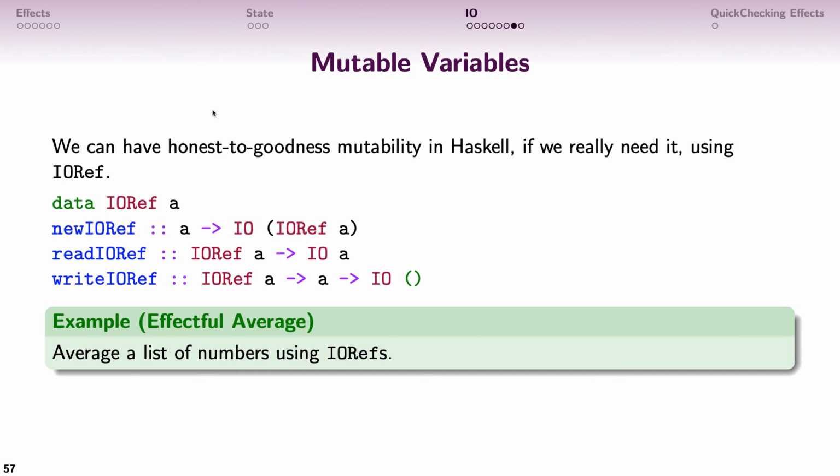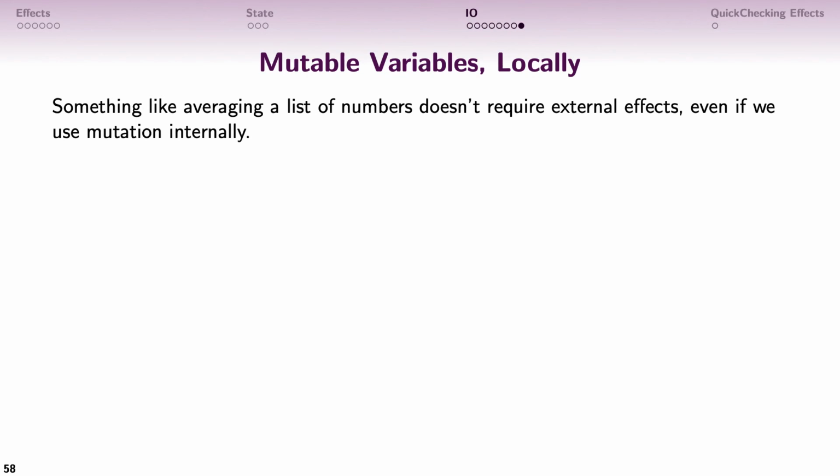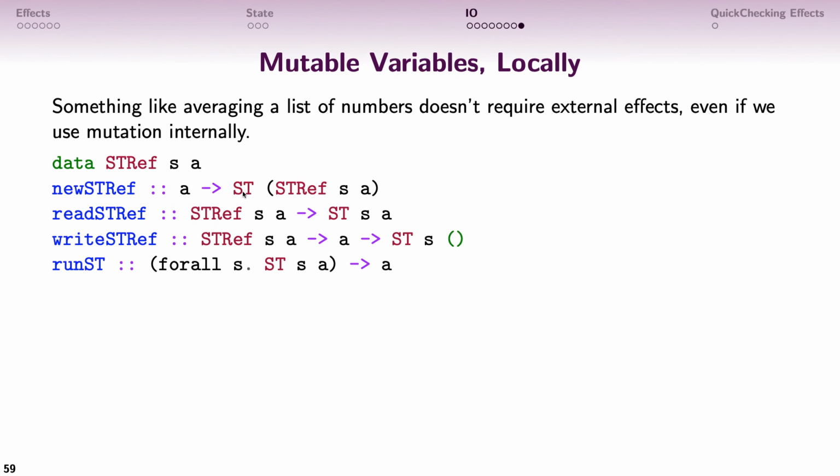So sometimes when you want to do some mutation for efficiency reasons, but you don't want to infect the types with IO, there's a special type called ST, and it also comes with its own set of variables. ST is like IO, except the only thing you can do in ST is manipulate these STRefs, which are like special local reference variables. They're like IORefs, but they only work inside this special ST monad.